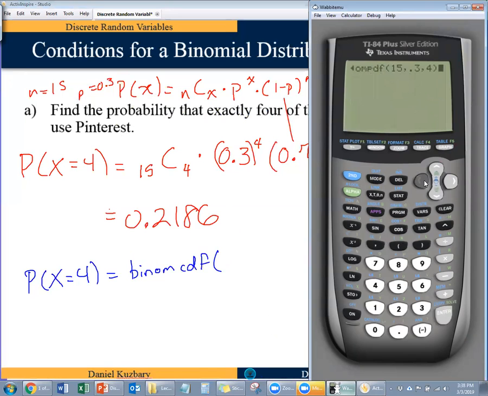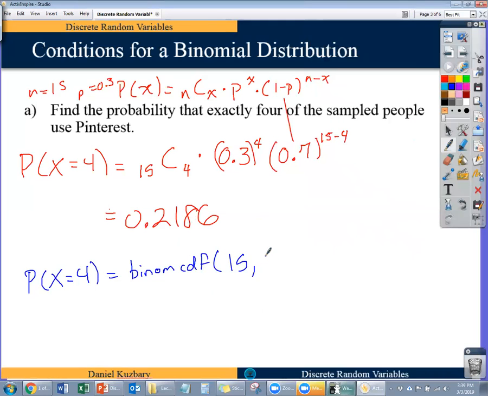So if you don't have a newer TI-84 and you got this on the home screen, this is how you should type on the home screen. Type your N first, comma, your P second, comma, your specific X value third. So 15, comma, 0.3, comma, 4, hit enter, you'll get the exact same answer. So I'll just jot this down for the purpose of having notes. So this is 15, comma, 0.3, comma, 4, which, just to make a point, this is your N, this is your P, and this is your X for that problem.